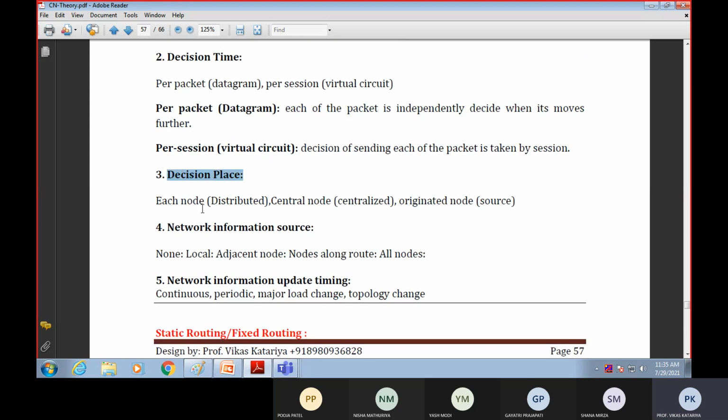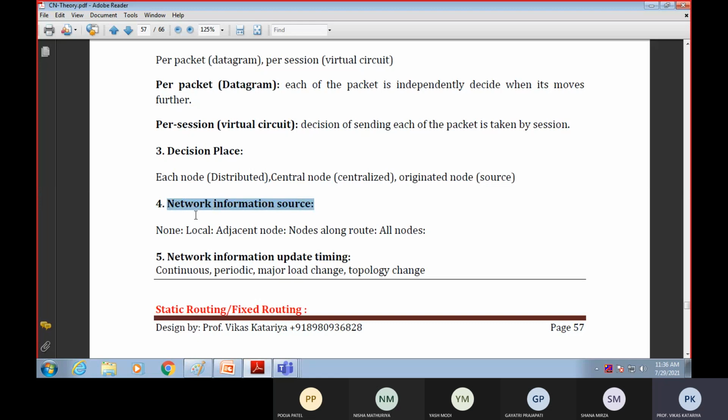Decision place: which one takes the decision, every node, central node, or originated node? In routing algorithms, there are provisions that each node takes the decision, or there are some routing algorithms in which only a central node has the right to take the decision, or the originated node, that means the node that starts the delivery of packets, only that node will take the decision. So the decision place can be each node, central node, or originated node, depending upon the nature of the algorithm.